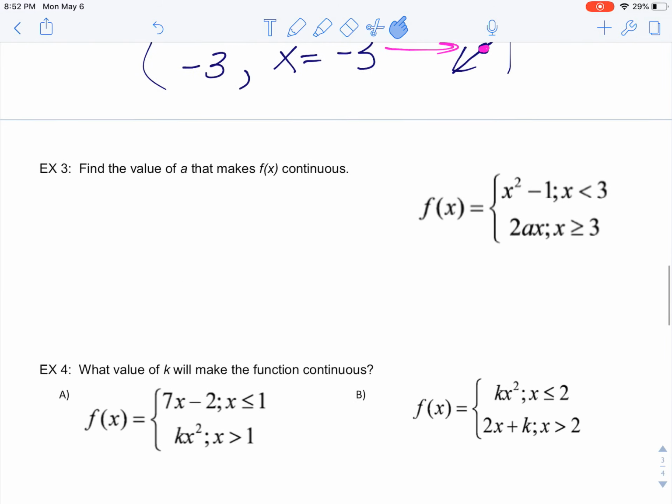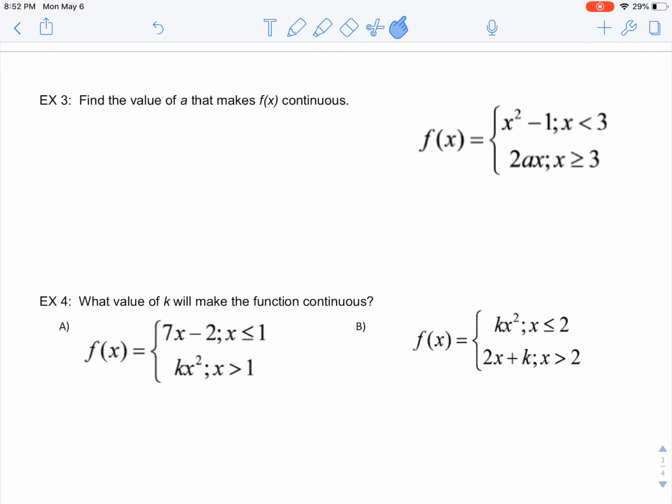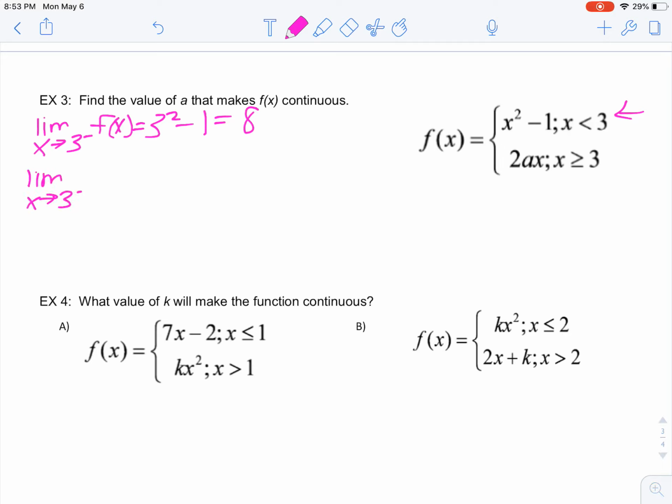Okay. This next one, now we have to find the value that's going to make f of x continuous. So let's do our limit. We got to go limit from the left. So as x approaches 3 from the left of f of x equals, that's a little bit less than, so it's going to be 3 squared minus 1, which is 8. And then we're going to do our limit as x approaches 3 from the right of f of x, which will be that one.